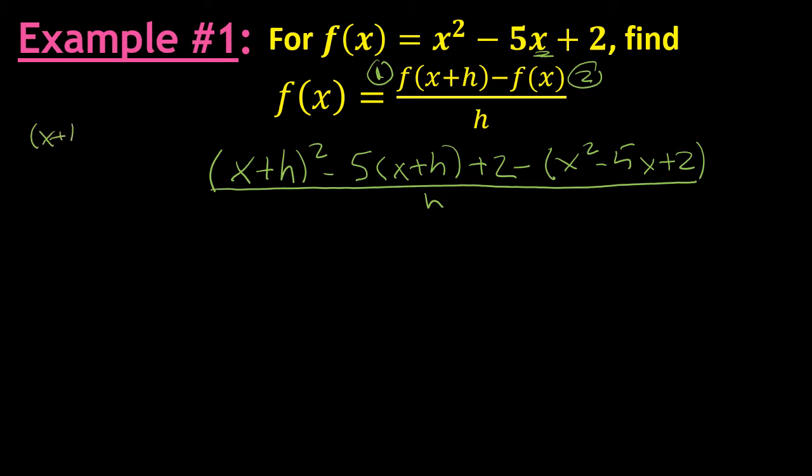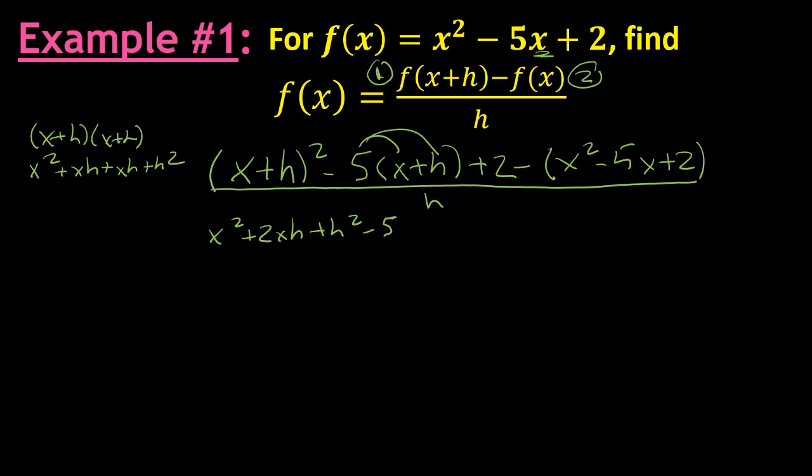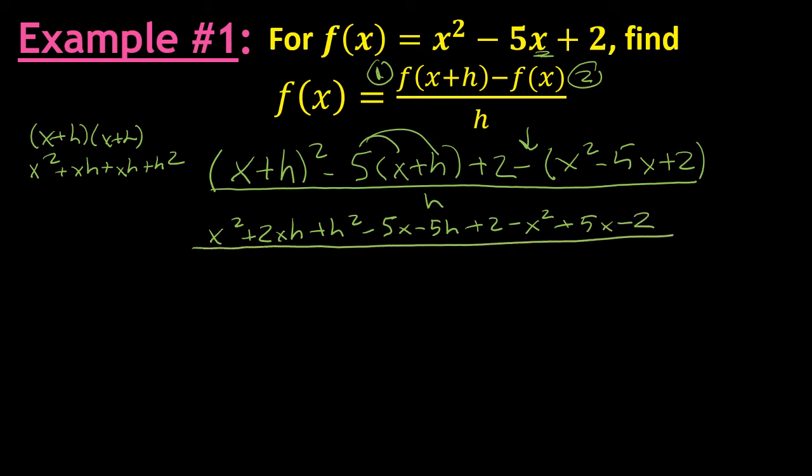If you have x plus h squared, x plus h times x plus h, this is x squared plus xh plus xh plus h squared, which in the end is x squared plus 2xh plus h squared. Then we're going to distribute this negative 5, so minus 5x minus 5h. And now I'm going to bring down the plus 2. So now I'm right here with this negative. I'm going to distribute that negative to everything in the parentheses. So negative x squared plus 5x minus 2, all over h.